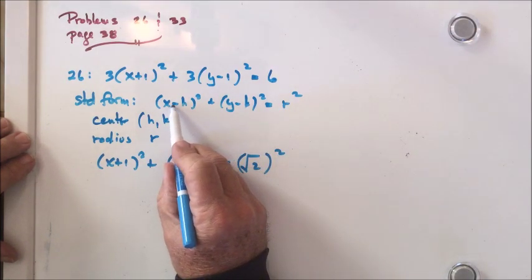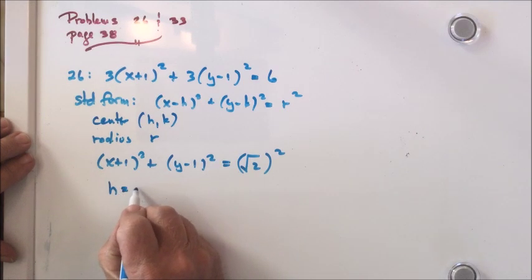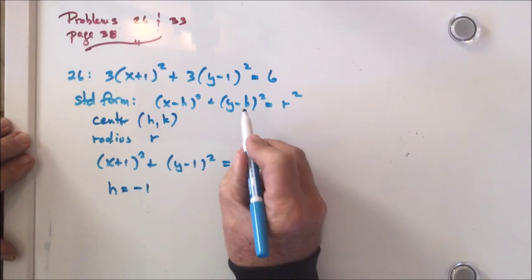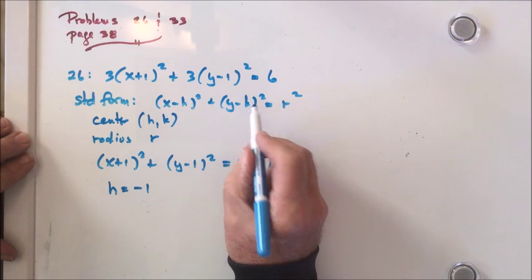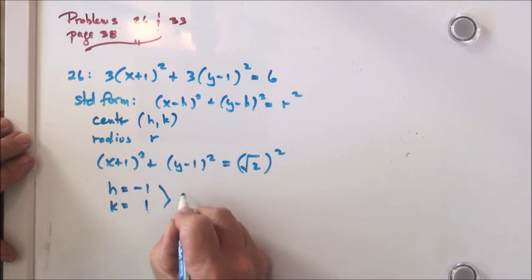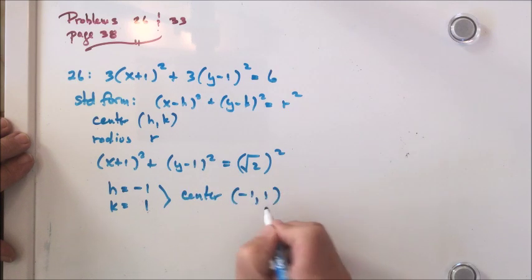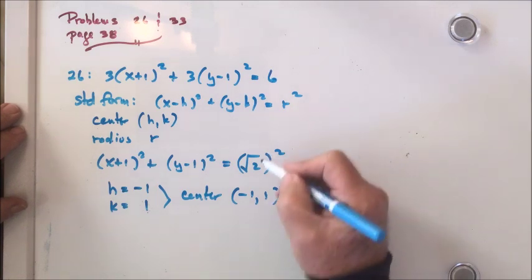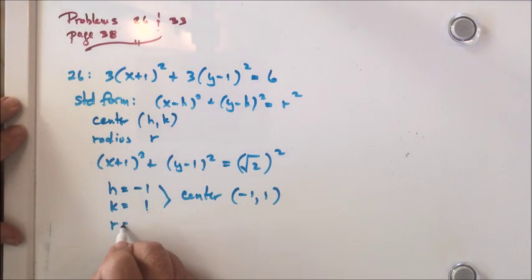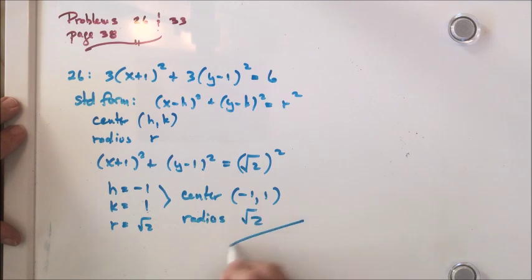I can see that if x minus h is x plus 1, then that only happens if h is equal to minus 1. And if y minus k is equal to y minus 1, that happens if k is equal to 1. That says that the center is the ordered pair (minus 1, 1). And if r squared is root 2 squared, then r must be equal to root 2, and that says the radius is root 2. Okay.